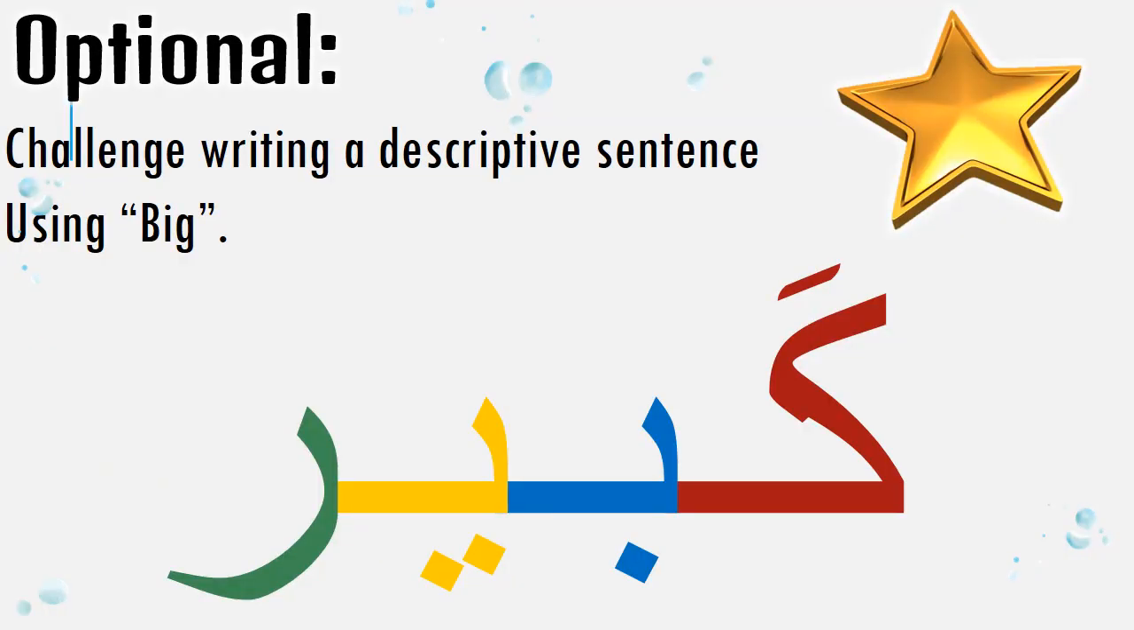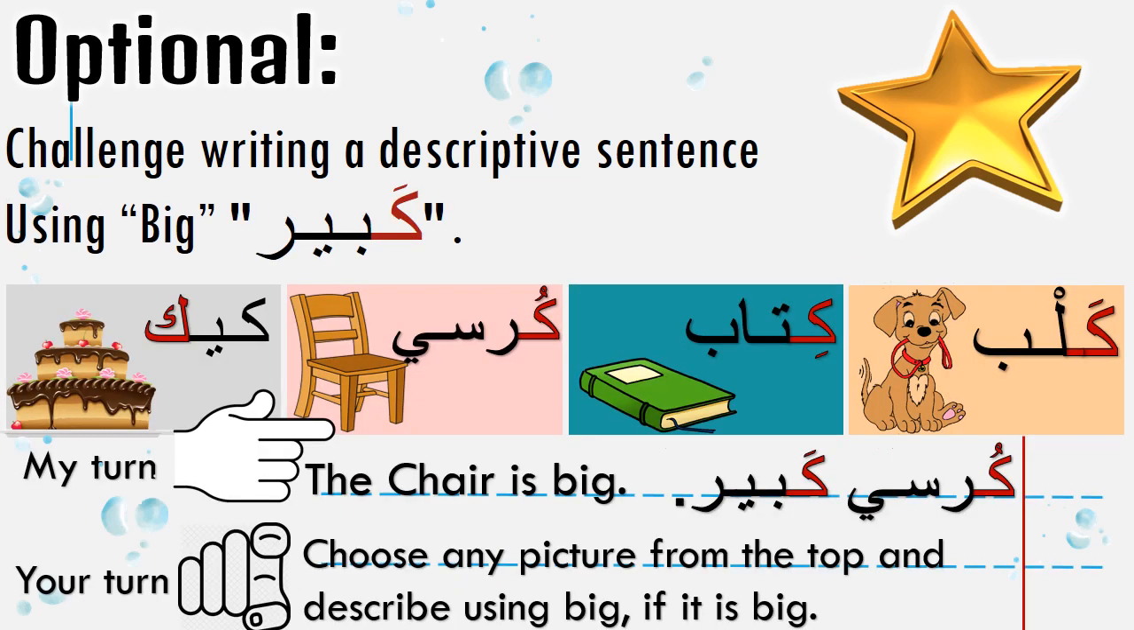And finally, if you choose to go for the gold and be the star of the Arabic class for today, you can do the optional writing challenge activity. The challenge writing activity for today is to write a descriptive sentence using big. Do you know what is big in Arabic? I can hear you, my stars. Yes, it's كبير. كبير. Well done. أحسنتم.